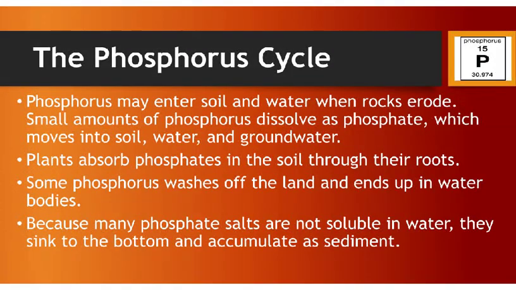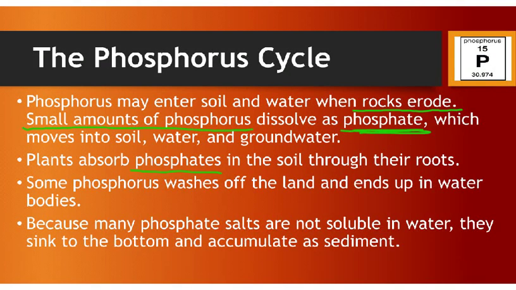The main way that phosphorus enters soil water is rock erosion. All right, so rocks erode and small parts of phosphorus dissolve in a chemical compound known as a phosphate, which then gets into the soil, water, and groundwater. Plants take these phosphates from the soil in their roots and move them up the body. Some phosphorus ends up in water.